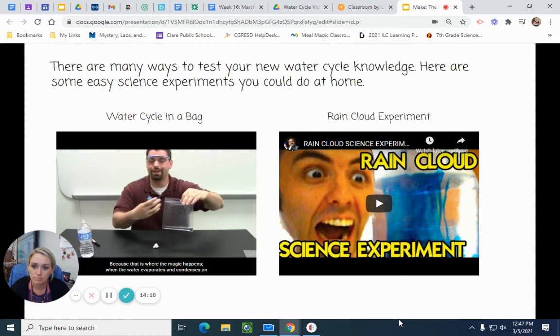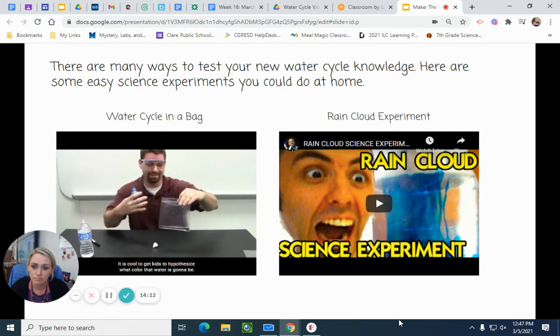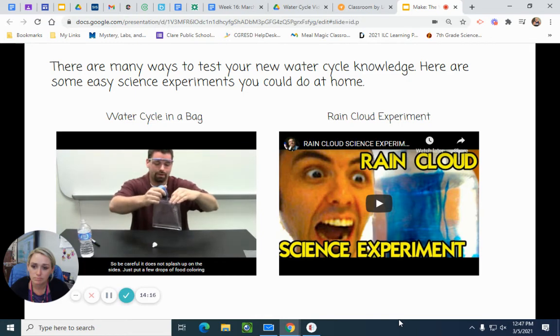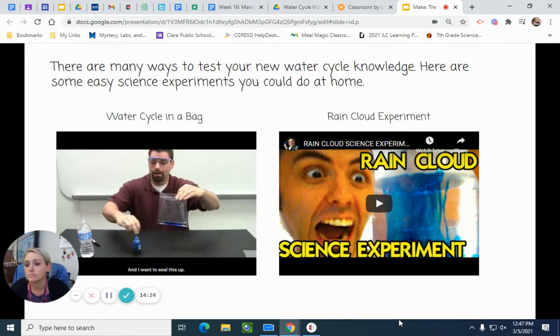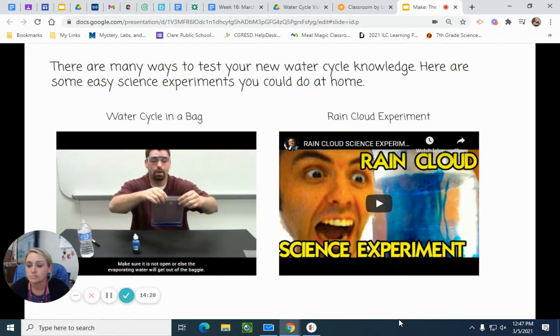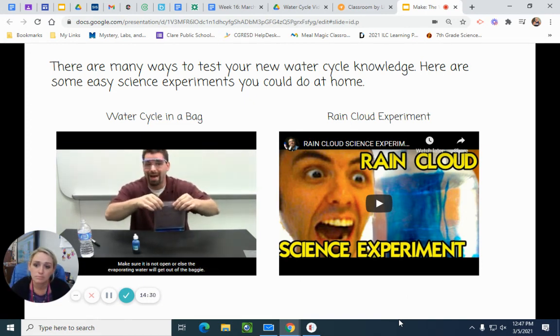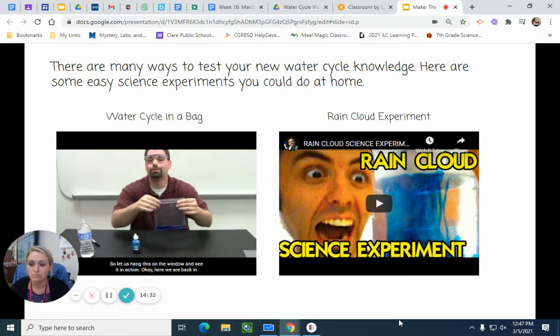When the water evaporates and condenses on the side, it's cool to get kids to hypothesize what color that water is going to be. So be careful it doesn't splash up on the sides. Just put a few drops of food coloring in. You can make it as dark or as light as you want. And I want to seal this up. Make sure it's not open, or else the evaporating water will get out of the baggie. So let's hang this on the window and see it in action.